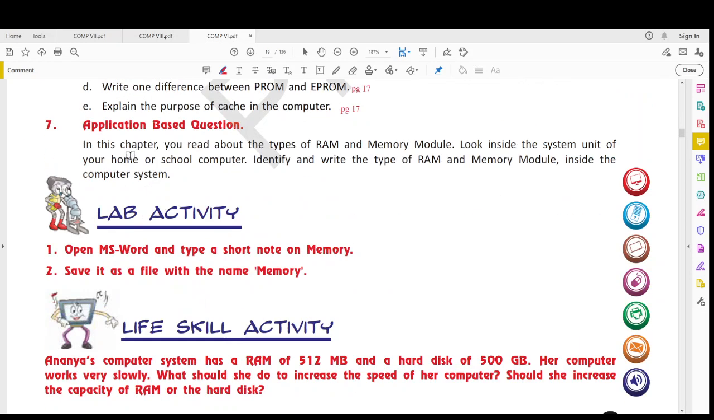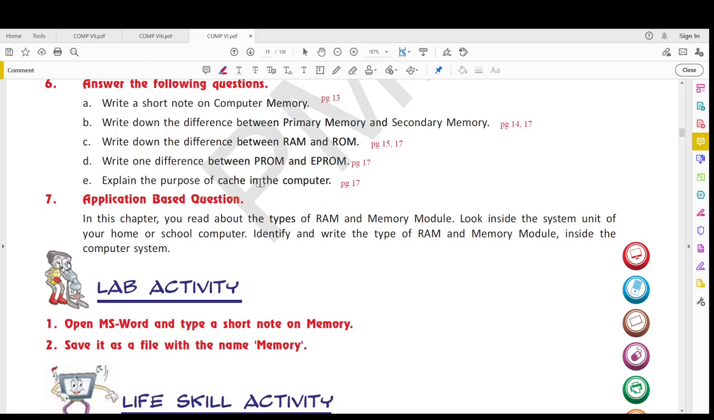So cache enhances the speed of processing. Explain the purpose of cache. Okay, you have to explain it like that. The more the cache, the more is the performance, more is the speed of the processor. Okay, so that's it.